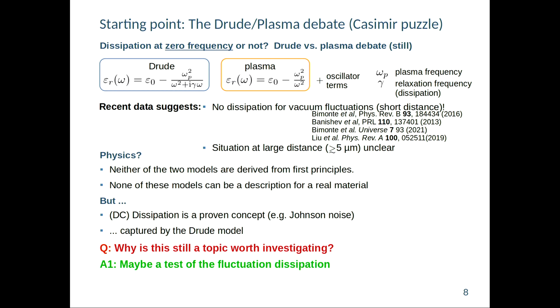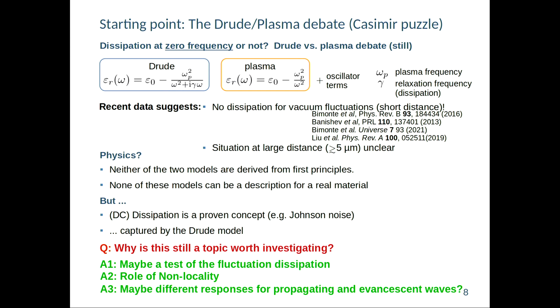So why is this still worth to be investigated? For some, this is a test of the fluctuation dissipation theorem, which is a very fundamental theorem, and what we see here is actually against it, but I would not jump to conclusions too early. For some, it's also that you need to have non-local extensions of the Drude model. Indeed, there are some proposals, and they bring the Drude model again in agreement with the experiment. And it might also indicate there are different responses of materials for propagating and evanescent waves. Whatever happens here, we just don't know at the moment. Experimental evidence is not enough.